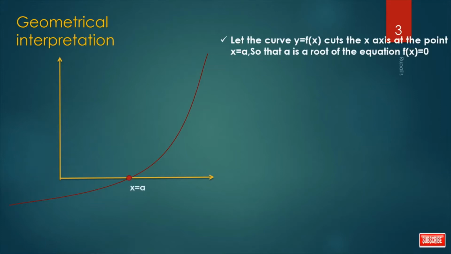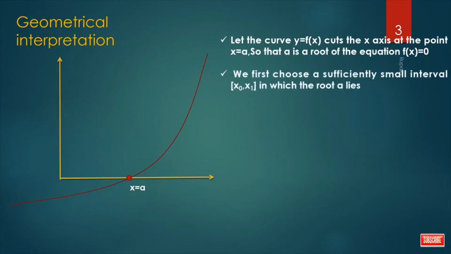So, a is a root of the equation f(x) = 0. Now, we first choose a sufficiently small interval [x0, x1] in which the root lies. So, there is a point A, which is (x0, f(x0)), and another point B, which is (x1, f(x1)). And the root a lies in this interval [x0, x1].